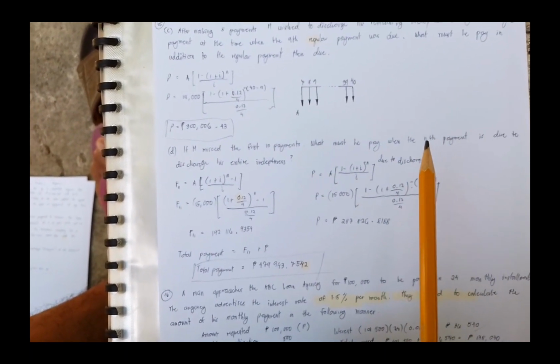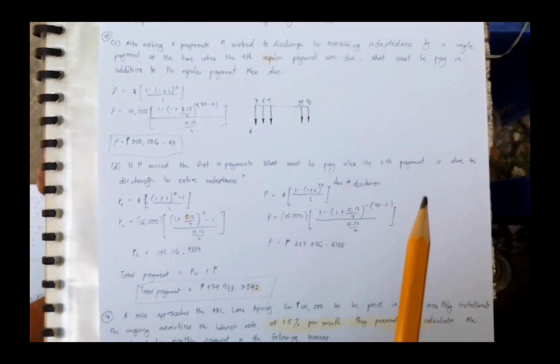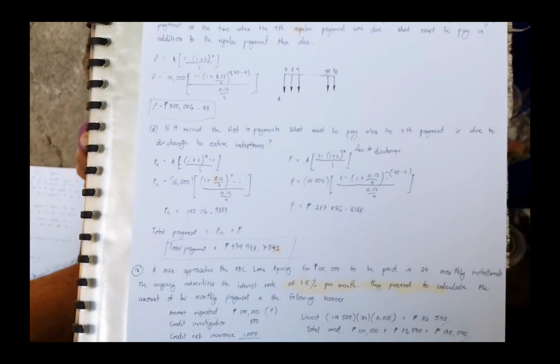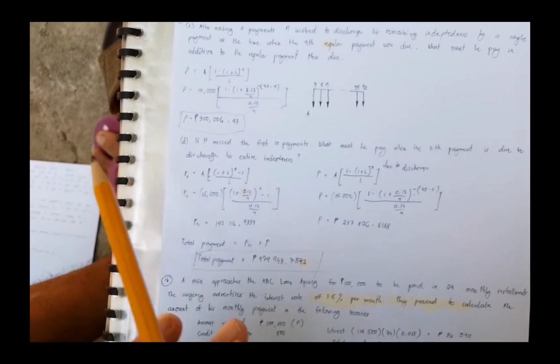Now, from 11 to 40. Sorry, I forgot to put it in the cash flow diagram. Now, let me discuss it. So 11 to 40 means we subtract.